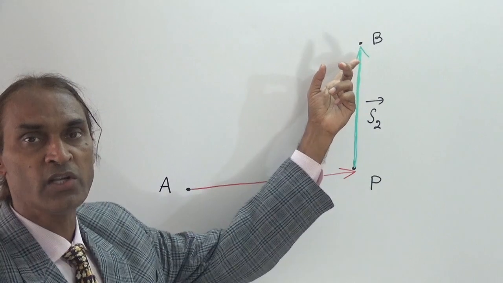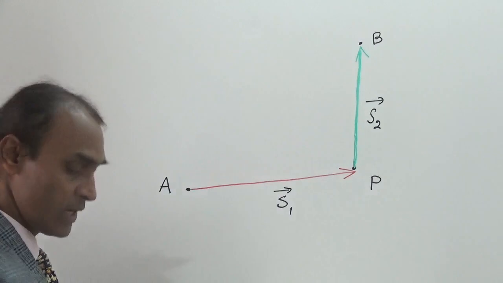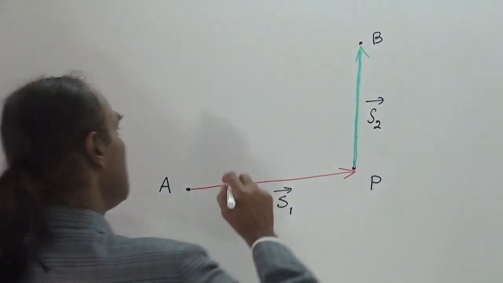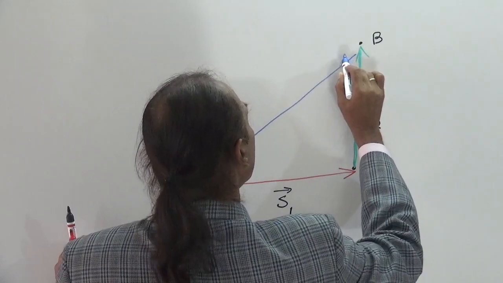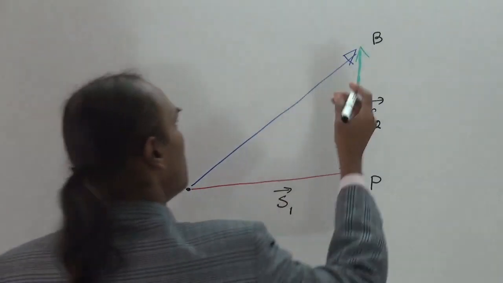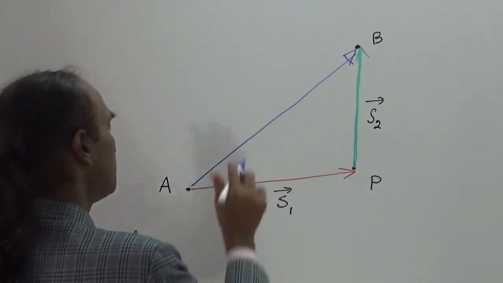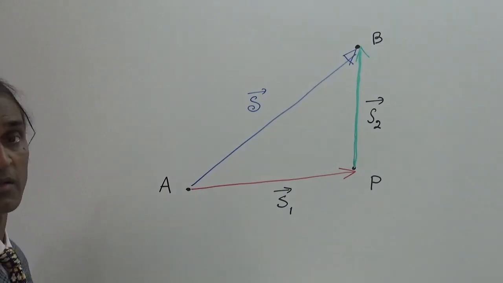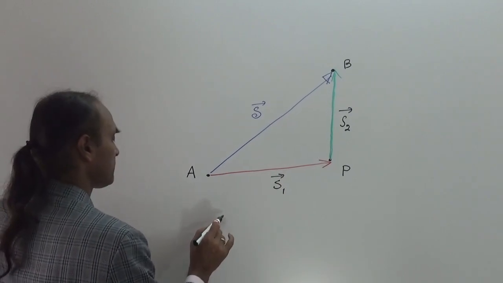You are getting the destination. This is the resultant. What is the result of these two displacements? The result of these two displacements is the displacement S, which is pointing from A to B. This is the resultant displacement. This is called resultant displacement S, because this is the resulting point, the destination, the result of these two displacements.